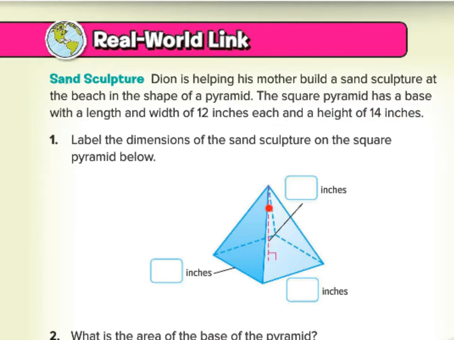Our height, notice, is measured exactly from the middle. We do not use these edges to measure height because it is skewed. It's not the height. It's slanted, so it's longer because it's going from this vertex all the way to the middle vertex. So we do not use the edges. We measure directly from the center of the base, directly up. Label the dimensions of the sand sculpture on the square pyramid below. So we have 12 by 12 and a height of 14.